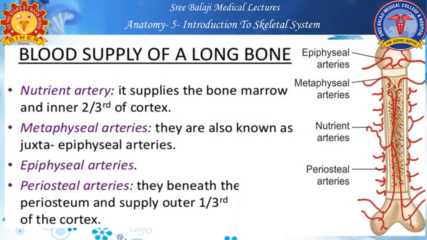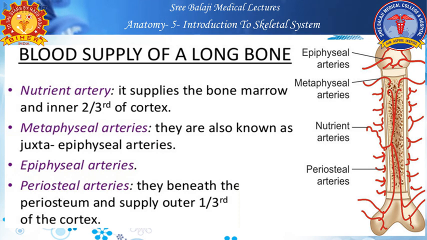Coming to the next topic, which is blood supply of a long bone. So this bone that you see in the diagram is a long bone, which means that the length of the bone is much greater than the width of the bone. So this is a long bone. Let's see how this long bone gets its blood supply.